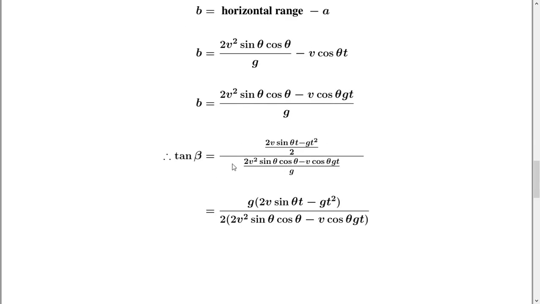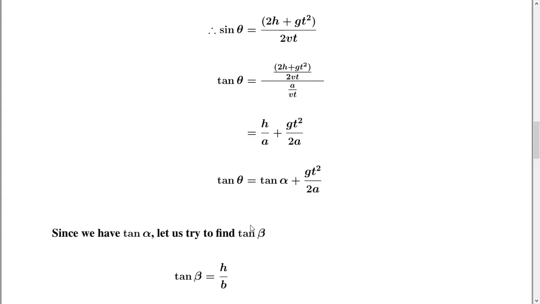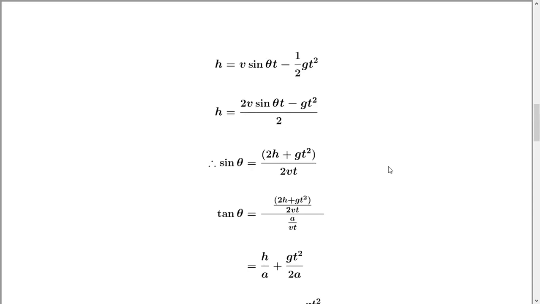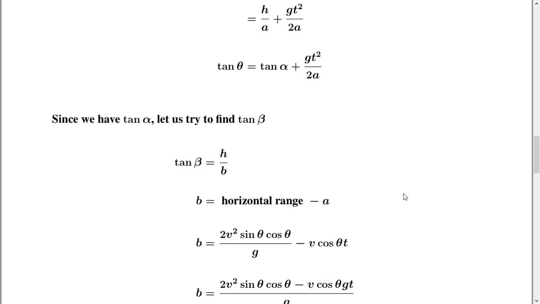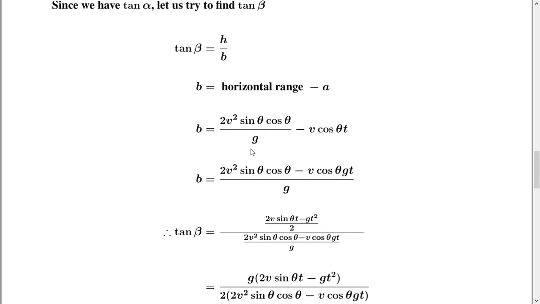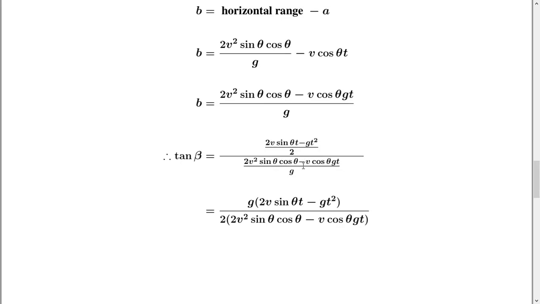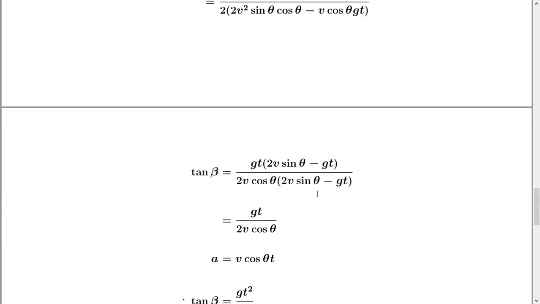And therefore tan beta becomes, we found out tan beta equals h by b. We have an expression for h. We also have an expression for b. And therefore h by b is this thing here. When you simplify, you get tan beta equals gt by 2v cos theta.